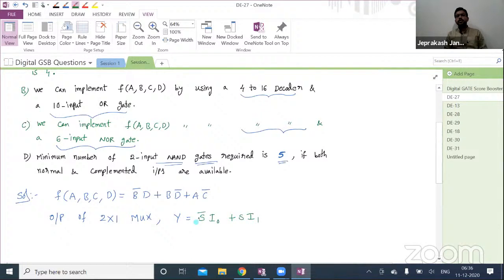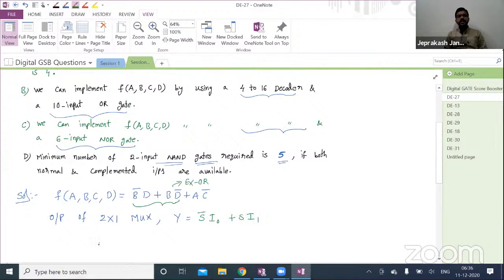That means if selection line is 0, I naught will be converted to the output. If selection line is 1, I1 will be converted to the output, right? That is the functionality of 2 by 1 mux. At any time, only a particular input will be converted to the output. So this is the standard equation regarding 2 by 1 mux. Now, here, if you observe up to this one, what is this expression, B bar D plus BD bar? It is nothing but which function? This is XOR, right? Yes, it is XOR function. Very good.